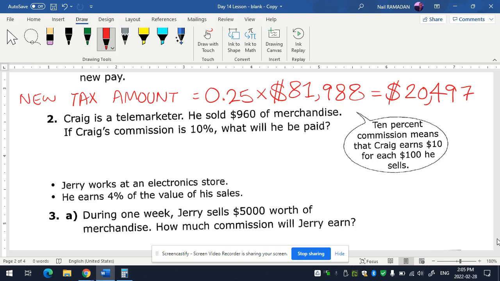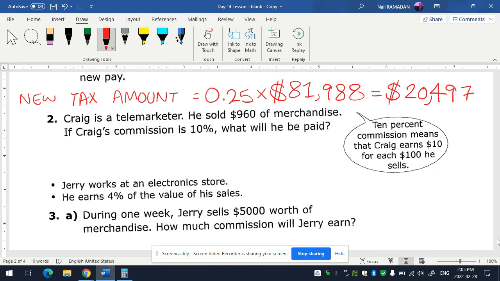Anyone? Come on, phones away. What does commission mean? By the way, many jobs work purely on commission. Some jobs purely work on commission, some jobs purely work on salary, and some jobs work on what? Both. You get a salary, but also you get what? Commission. But what's the meaning of the word commission?